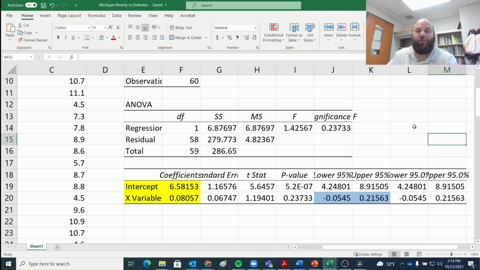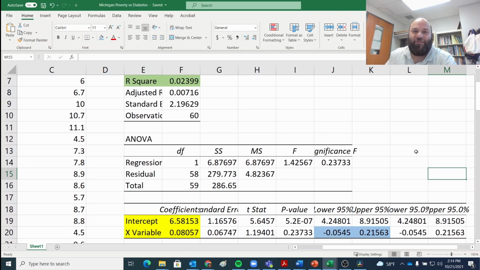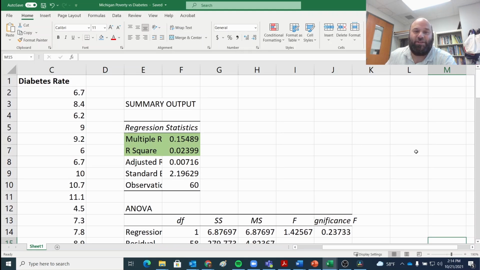Now, why would we think there might be a relationship? Well, there is a relationship between obesity and diabetes, and there's a slight relationship between poverty and obesity, so we might think that poverty might influence diabetes through this common variable, obesity. But according to this data, we have very weak evidence that there's any association at all.